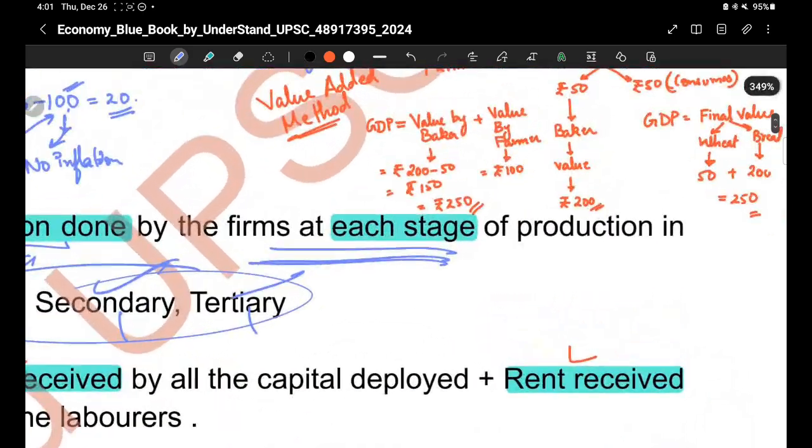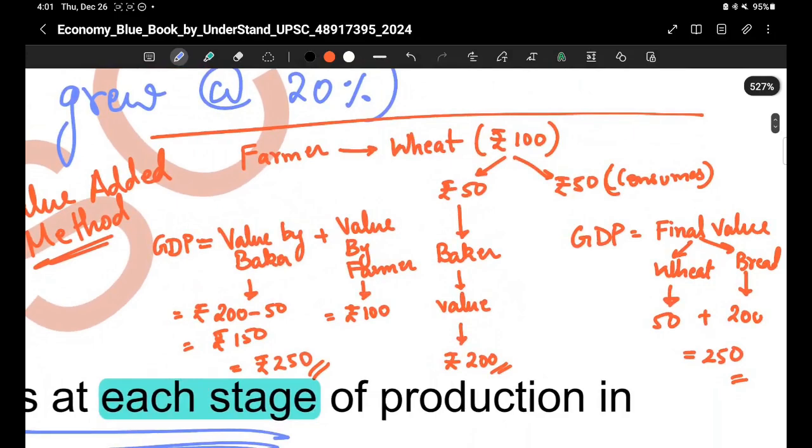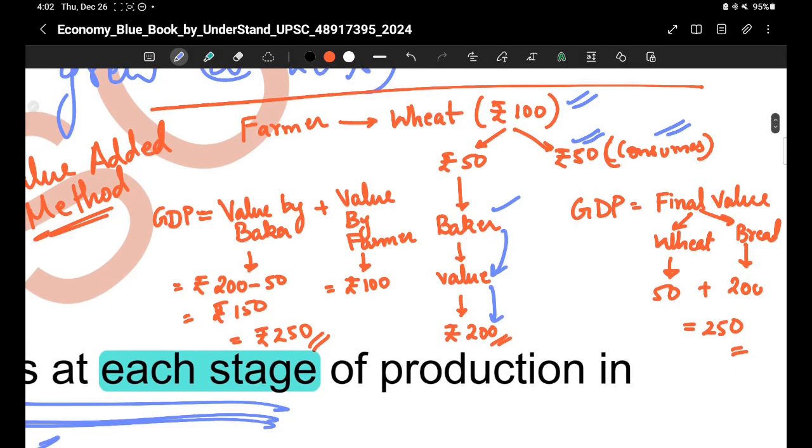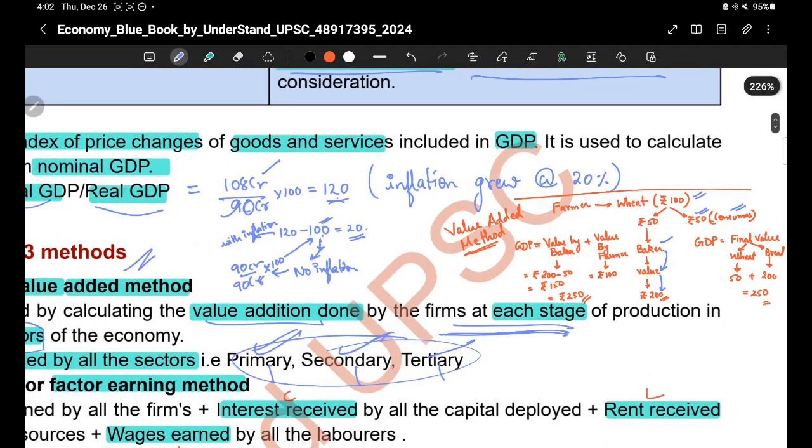For example, let's say this farmer grows wheat, wheat worth 100 rupees. Now let's say 50 rupees of that wheat production, the farmer consumes it, and the rest of the 50 rupees he sells to a baker, and that baker puts some value and makes bread or something, and sells it for 200 rupees. Now we need to calculate GDP over here. By which method? Value added method, the first method.